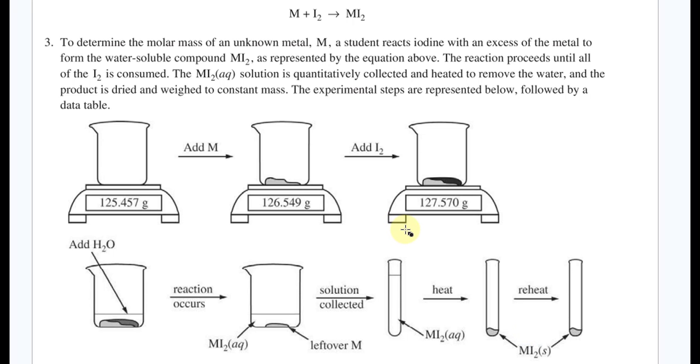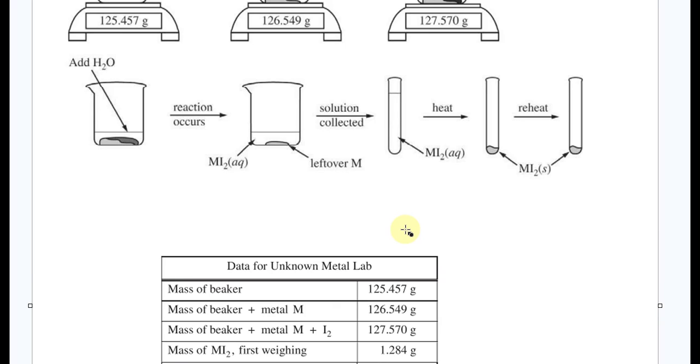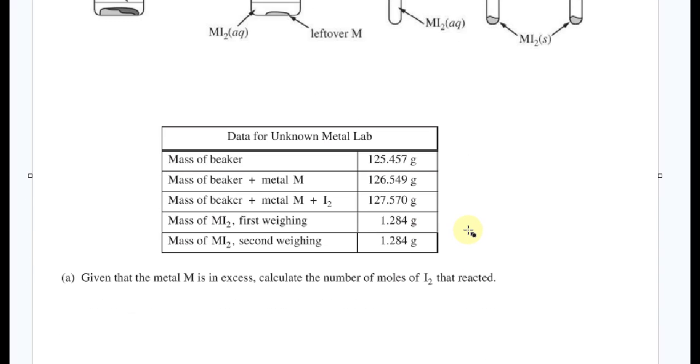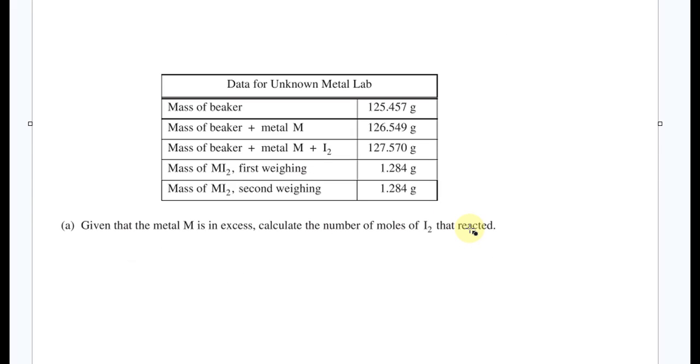Let's see what our first question is. First question, here's the data. As you can see, we got everything to a milligram, and we're careful when we're doing lab experiments for significant digits. Given that the metal M is in excess, calculate the number of moles of iodine that reacted. Okay, here we have our data table, and we need to get this iodine. Here we've got the beaker and metal and iodine. Well, the difference between these two has got to be the iodine.